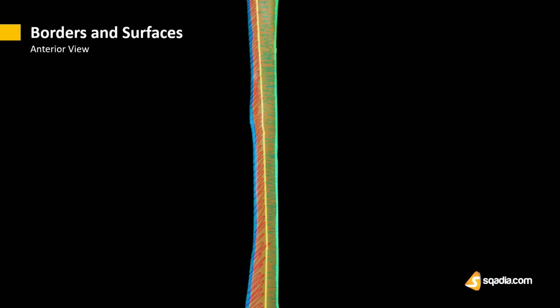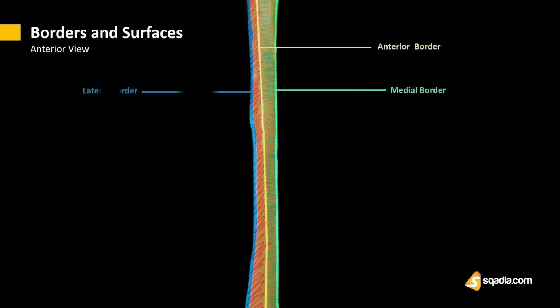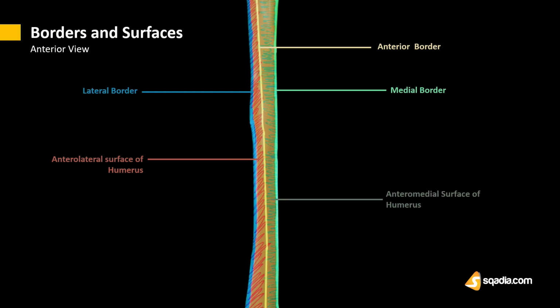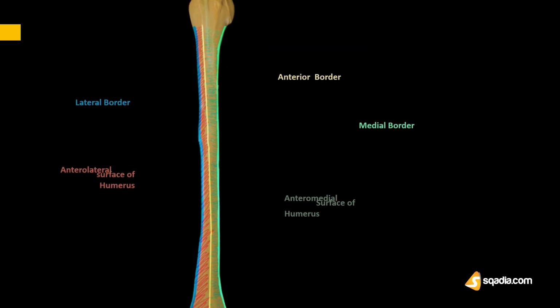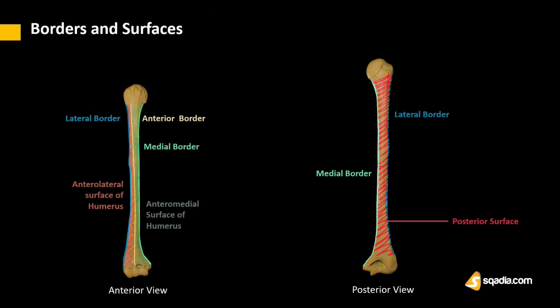It consists of three borders known as the anterior border, the medial border, and the lateral border. Similarly, it has three surfaces referred to as the anterolateral surface, anteromedial surface, and the posterior surface of the humerus.